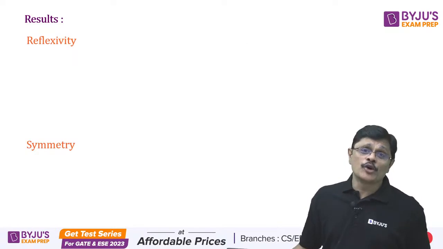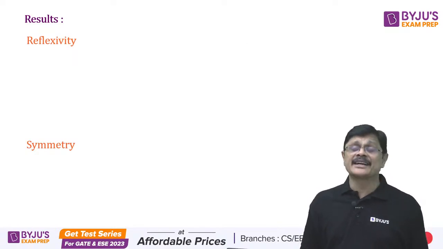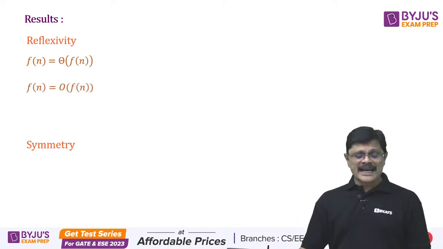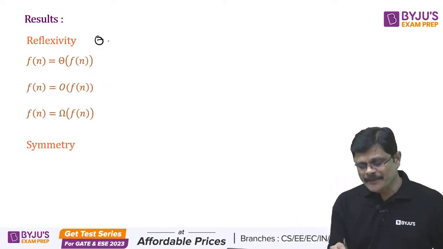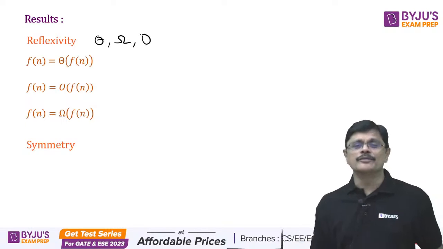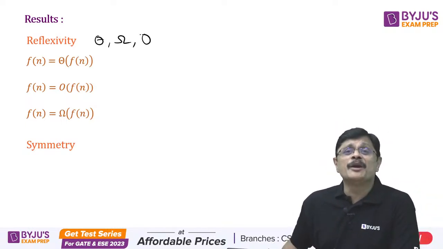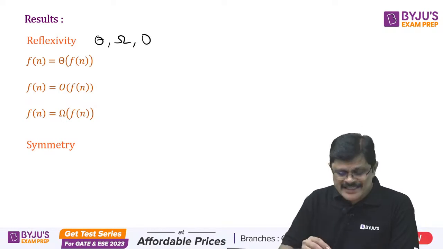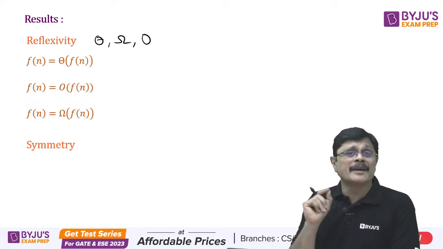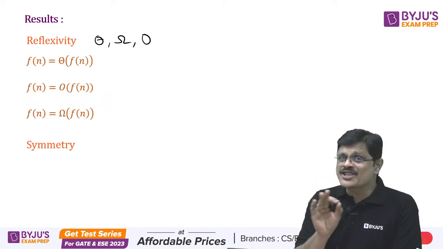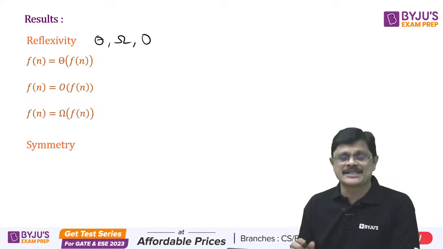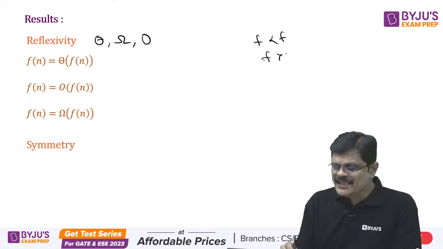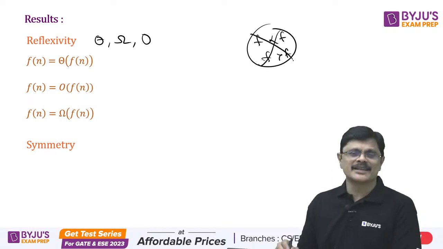Now I give you the most important properties. These are direct GATE questions, my dear friends. See, the reflexive property is satisfied by theta, big omega, and big O. That is, every function is big O of itself, big omega of itself, big theta of itself. But it is not satisfied by small o and small omega, because you cannot say f is smaller than f or f is larger than f. Can you say that? We can't say that.